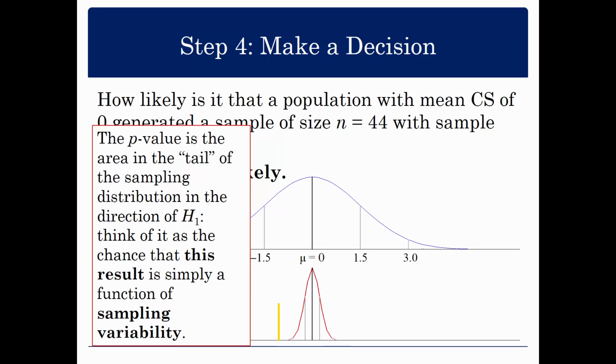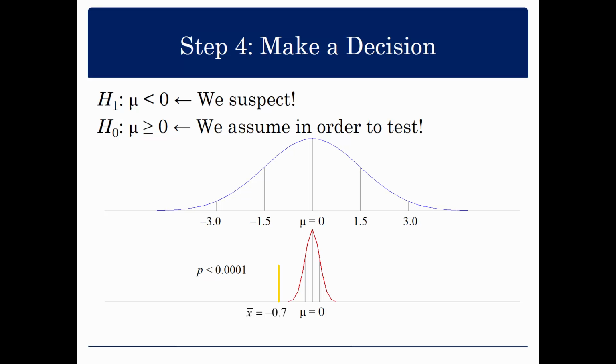But you can think of the p-value as the chance that this result is simply a function of sampling variability, which is what we know causes people to draw a bad hand and get one of those weird samples that gives us data with evidence that's not really reflective of the population. There's always a chance that sampling variability caused your result, even when it looks like reject the null. There's always a chance that you're making a wrong decision, and that's the type 1 error rate, the alpha. But here again, the p-value is less than 0.0001.